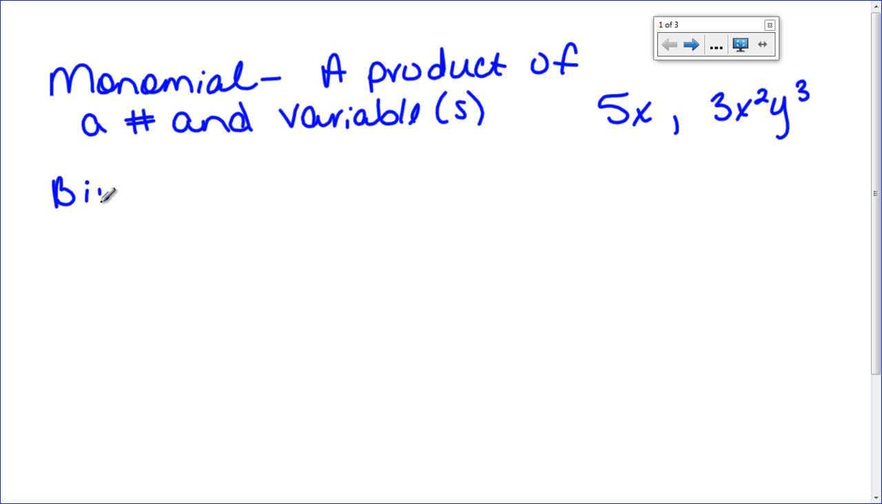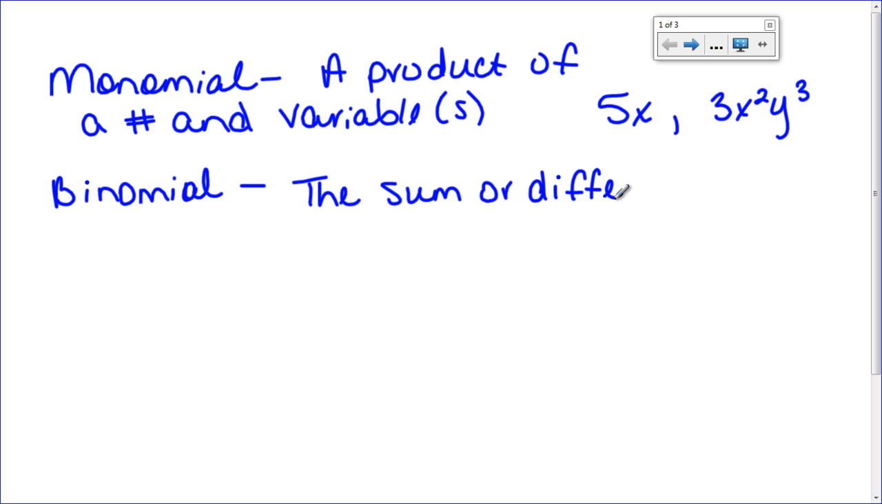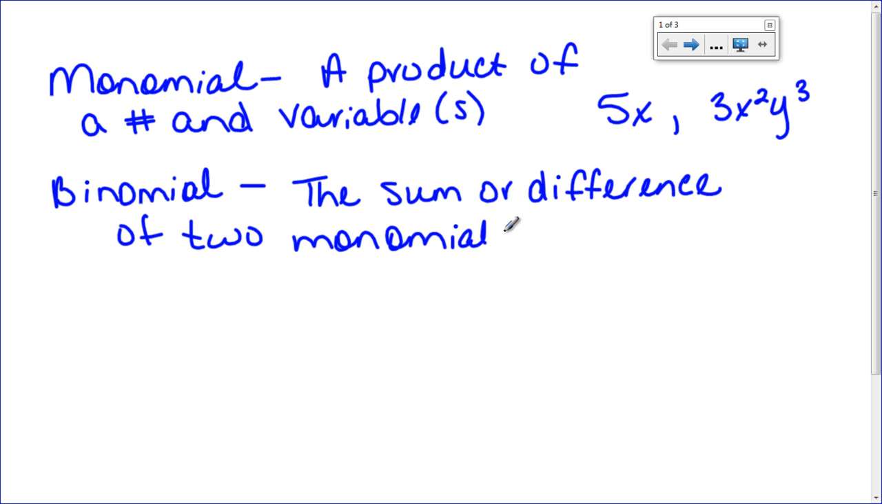The next definition is something called a binomial. A binomial is the sum or difference of two monomials. So what happens when you have a binomial is you have your two monomials, and they are either added together or subtracted. So a binomial has a plus or a minus sign involved.